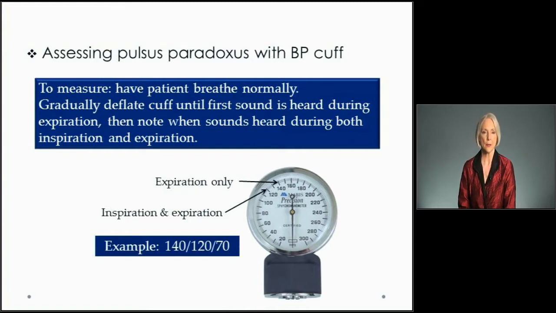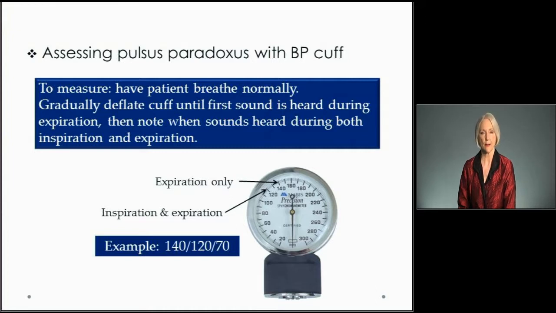And in my example here, I'm showing that you're hearing it during expiration only at a pressure of about 140 millimeters of mercury. That's the first number. Now, let the air out of the cuff a little bit more, just very slowly, until you're able to hear that systolic sound during both inspiration and expiration. That's the second sound. So in my example here, we're hearing it during both phases of respiration at 120.